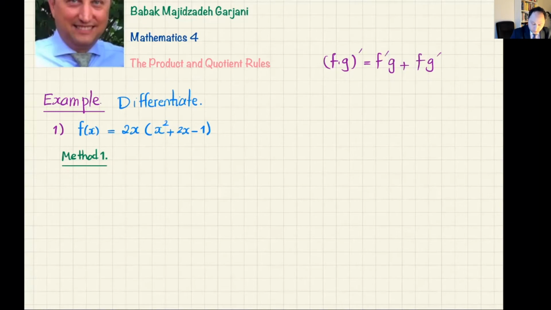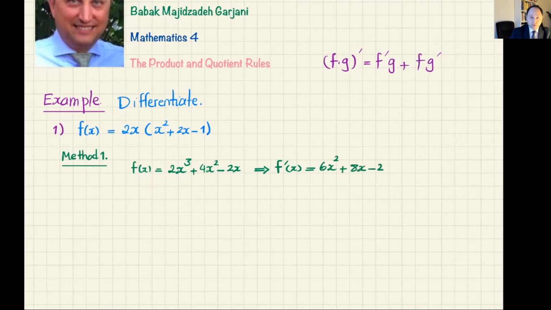Okay, so I just want you to know this as well. If someone gives me this function to differentiate, I will not use the product rule, because there is a simpler way. I just multiply here. Yes, I will get 2x cubed, and then I will get 4x squared minus 2x. And I don't even need the product rule in the first place, because I can immediately differentiate it. It becomes 6x squared, and then I will have plus 8x minus 2, and then the problem is finished.